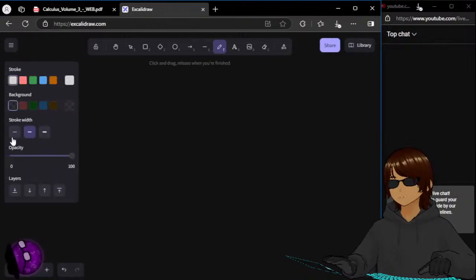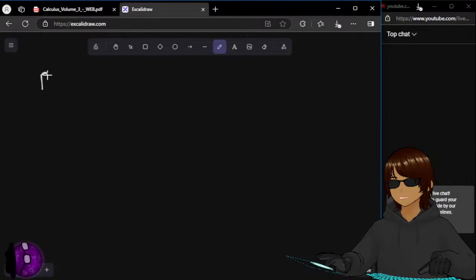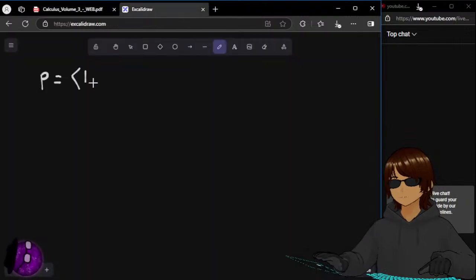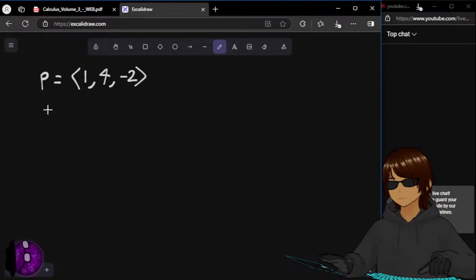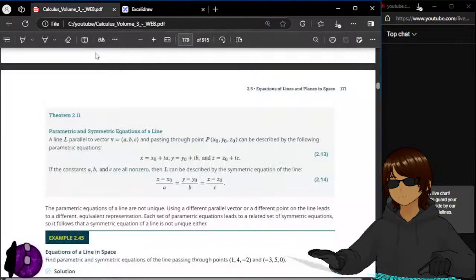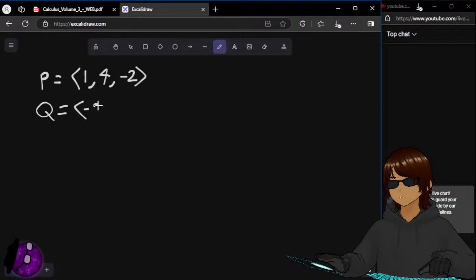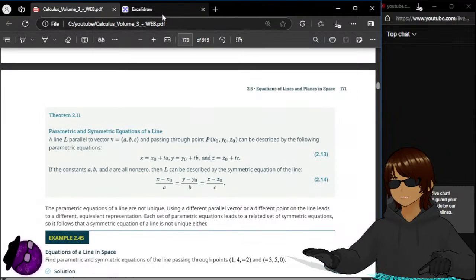Let's choose P as 1, 4, minus 2, and then Q as minus 3, 5, 0. So we have P and Q.